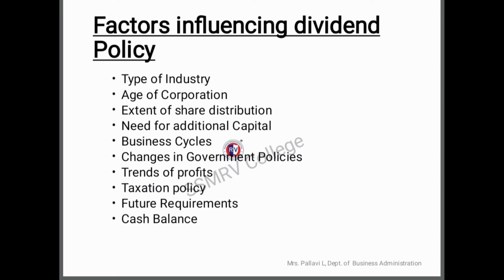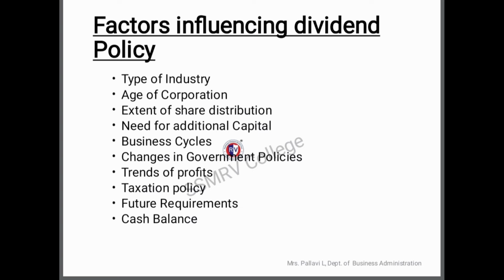In those cases, they always think of a good dividend policy because they would like to reinvest their profits for the growth and expansion of the company, right? And the next point is business cycles. So see, during the period of inflation, the corporate management creates good reserves for facing the crisis. And during deflation, higher rates of dividend are used as a tool for marketing the securities. So this is how they plan the dividend.